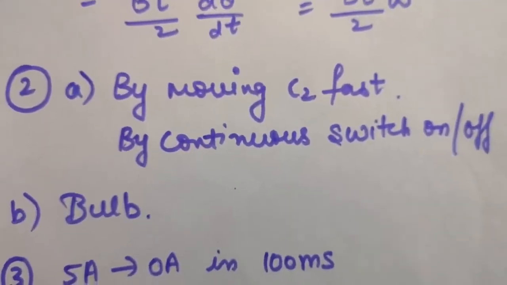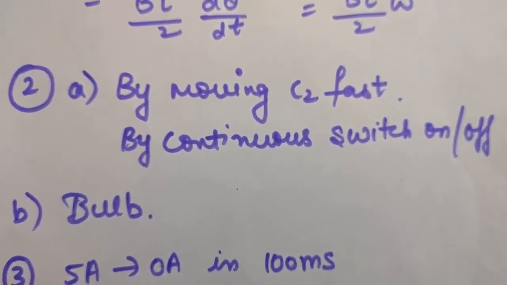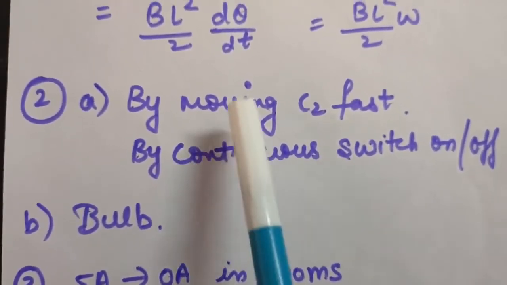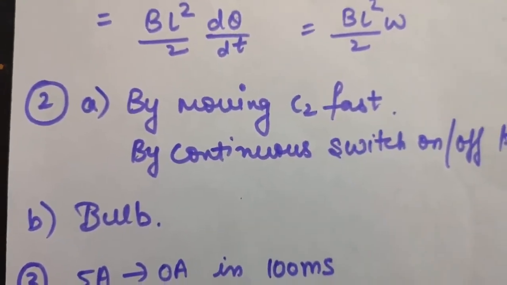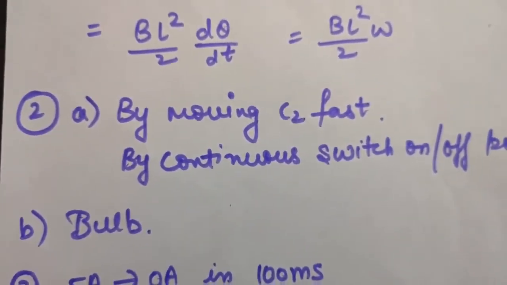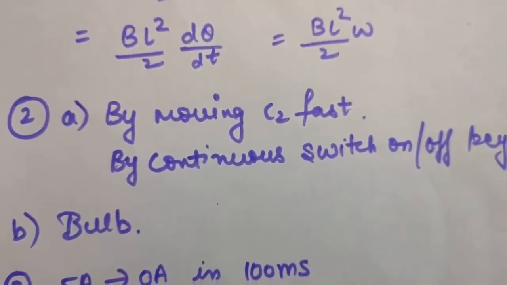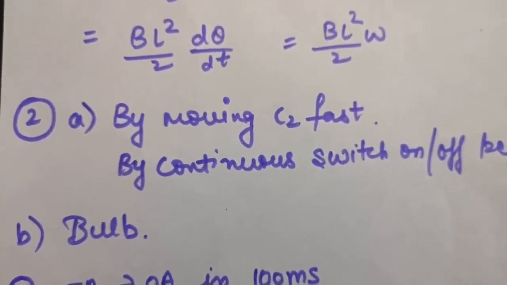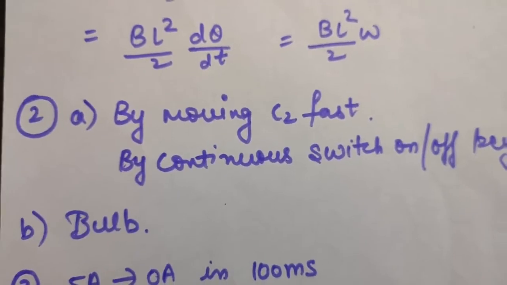Okay, so the next question says a current is induced in a coil C1 due to the motion of current carrying coil C2. A part says write any two ways by which a large deflection can be obtained in galvanometer G. So we can obtain large deflection in the galvanometer by moving the coil C2 fast, because when you move it fast, the induced EMF will change rapidly and therefore the galvanometer will show sudden deflection. And the same thing will happen when you continuously switch the key on and off. When you switch on or switch off the key, once the current will be induced, once it will decrease. So again the induced EMF will alter very fast and therefore the galvanometer will show very sudden deflection.